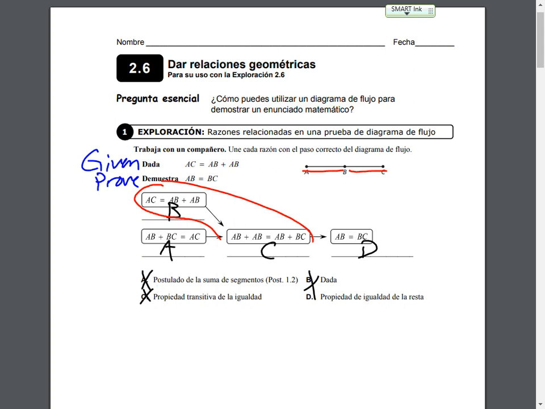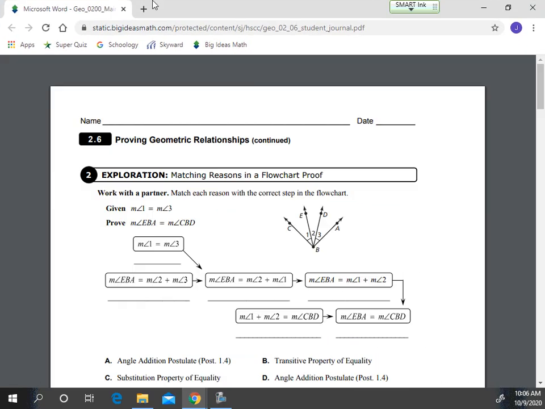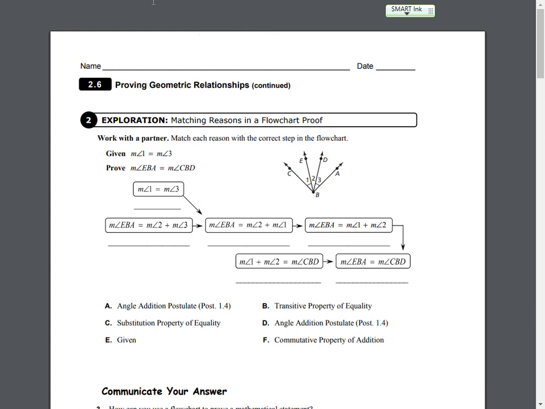Let me bring over the English version now. Oh, there it is. All right, English. I like English. It's one I know.